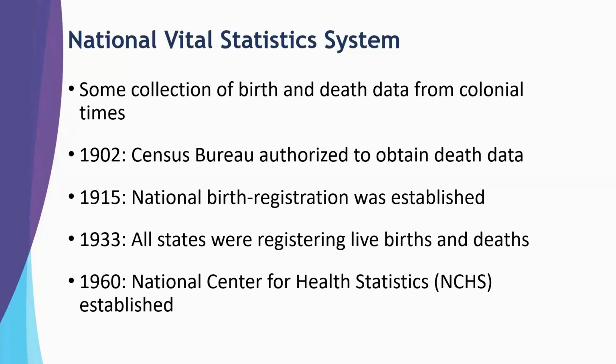So in 1902, the US Census Bureau was authorized to obtain death data for the residents of the country. And then the National Birth Registration System was established in 1915. And by 1933, all of the states were registering their live births and deaths. This is obviously very important public health information for us to have. And then in 1960, the National Center for Health Statistics was established to help oversee the National Vital Statistics System.